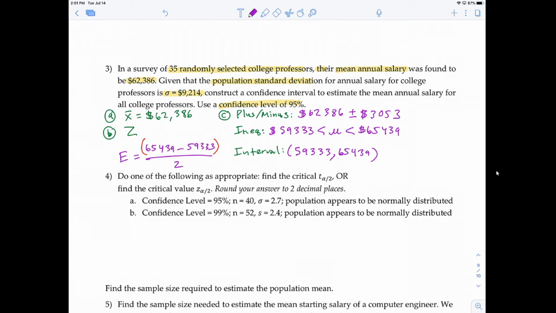Okay, so what we're saying with the confidence interval is that our estimation of the population mean annual salary for all college professors is anywhere between 59,333 and 65,439. Or another way to say it is 62,386 plus or minus 3,053.